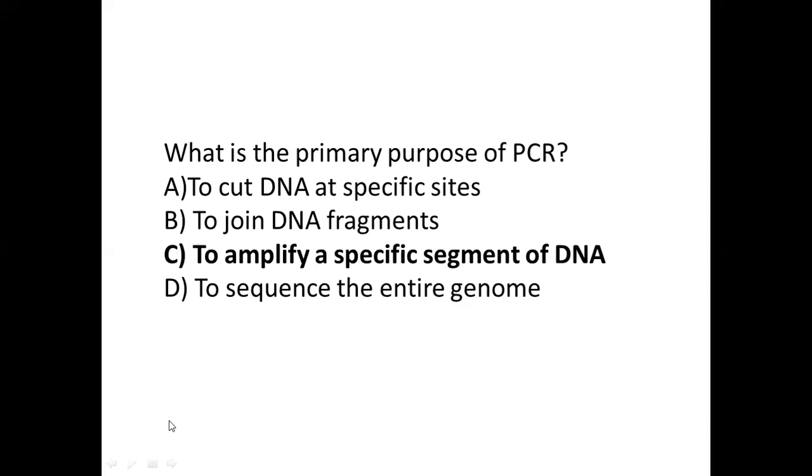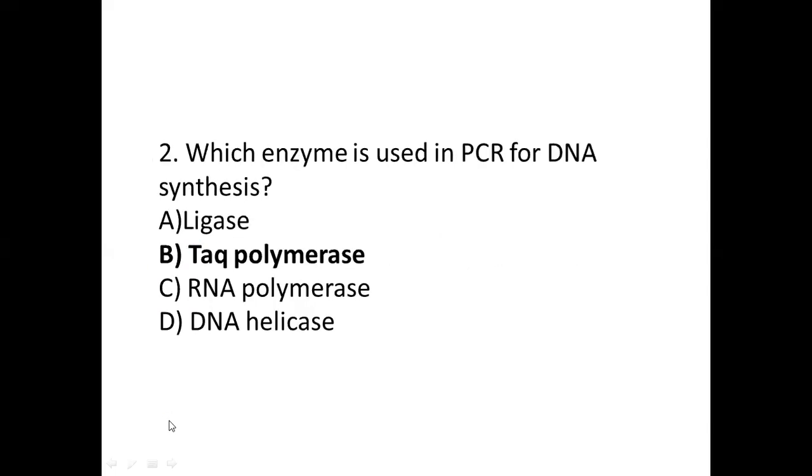Done. Next question. Which enzyme is used in PCR for DNA synthesis? Simple. Taq polymerase will be used because Taq polymerase can sustain the temperature conditions and do its function. Its function is adding the dNTPs to the complementary base pairing strand. If the strand has A, Taq polymerase will add T. Adenine pairs with thymine, guanine with cytosine, and vice versa.